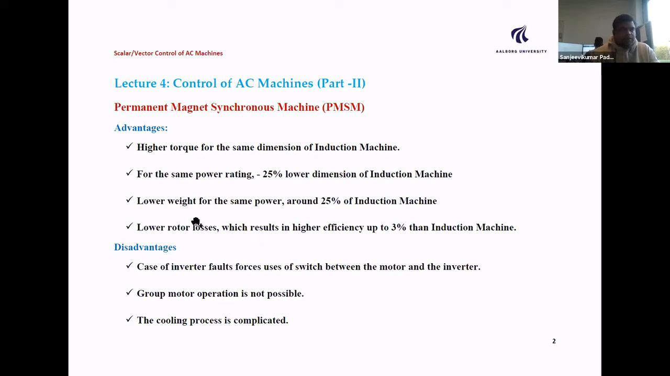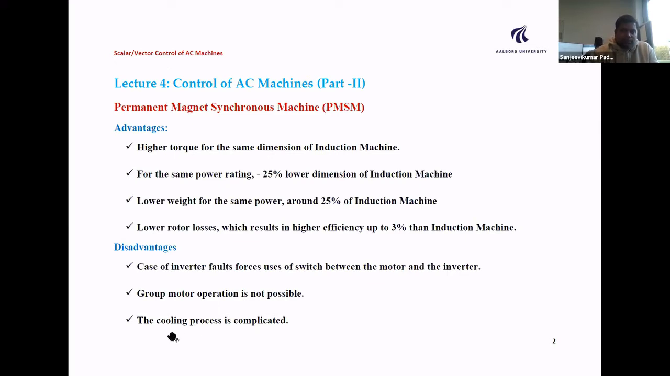Of course, you can have a very reduced weight when compared to an induction motor for the same power rating, reduced by a factor of 25%. Then, of course, the power rating can be reduced by around 25% compared with an induction motor. Then, of course, you can have a very high torque, and the behavior will be very smooth. And of course, you can have the rated speed, 1500 rpm means 1500 rpm. You are able to get it from a permanent magnet synchronous machine.